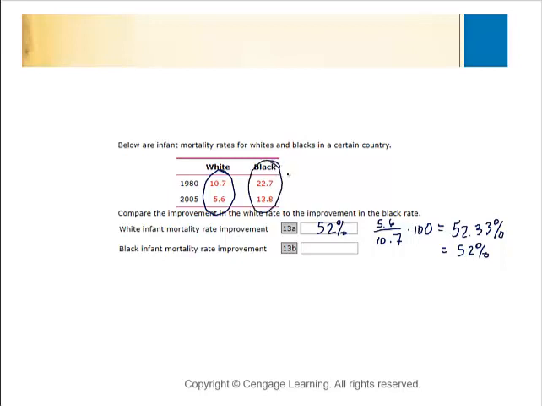Similarly, they want the black infant mortality rate, so I just do similar: 13.8 divided by 22.7 multiplied by 100. And for that one, I get 13.8 divided by 22.7, I get about 61% because I had 60.8. So that's how I would work that problem.